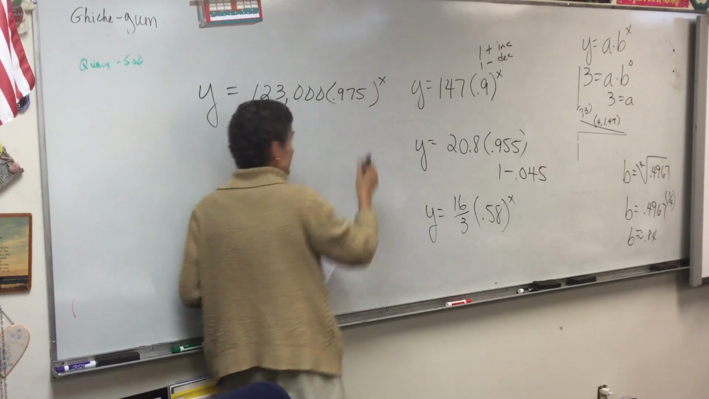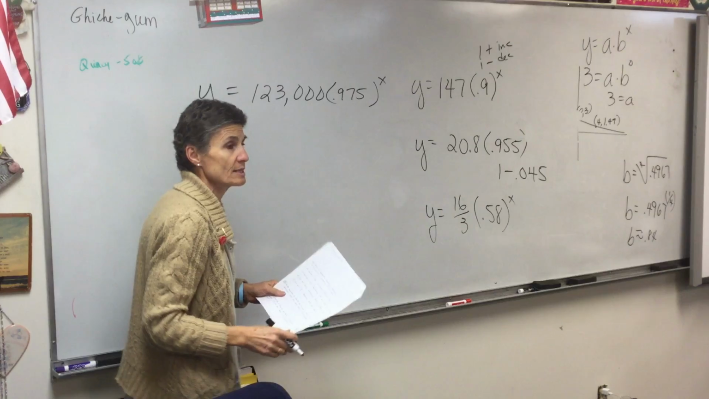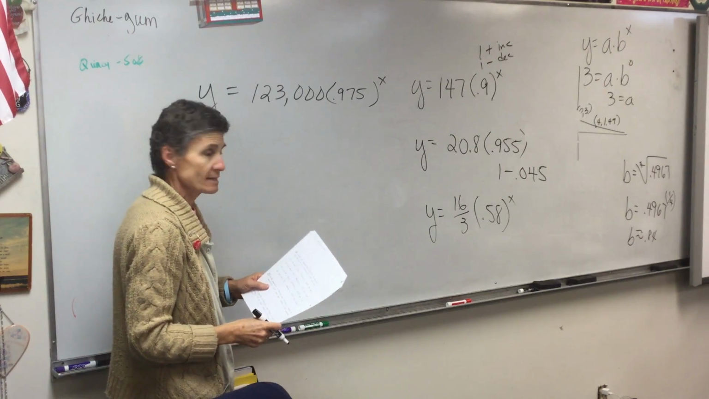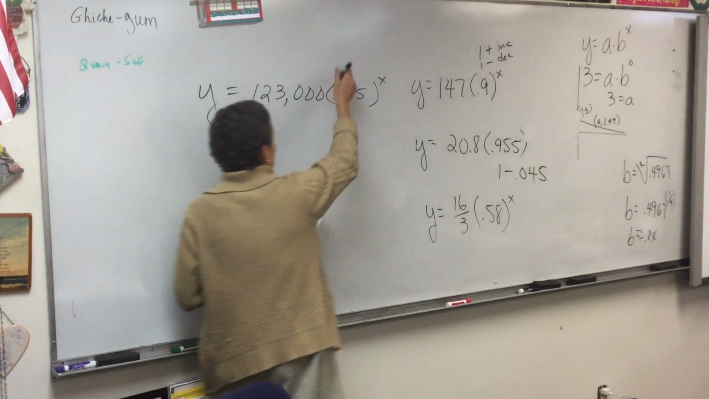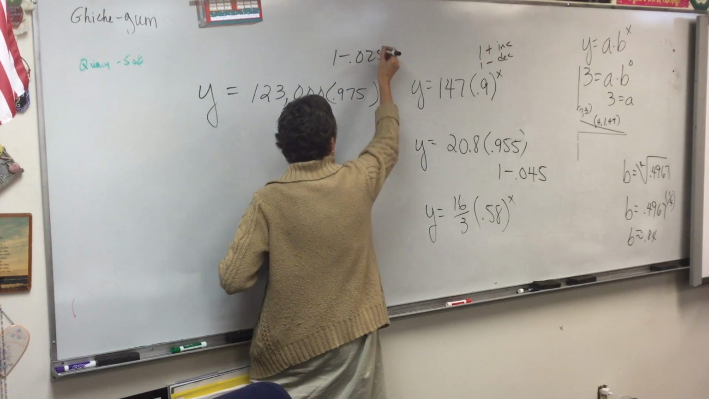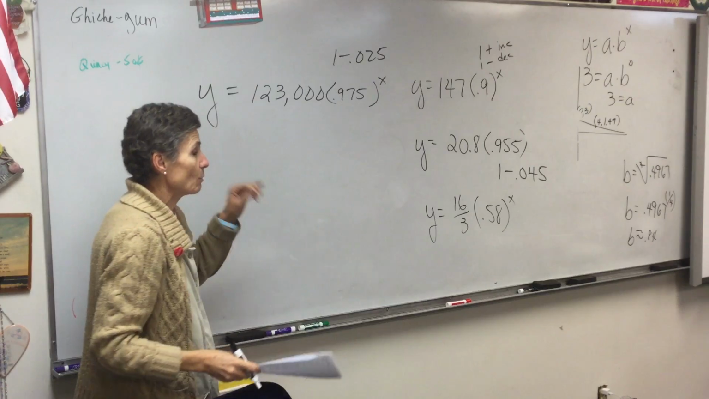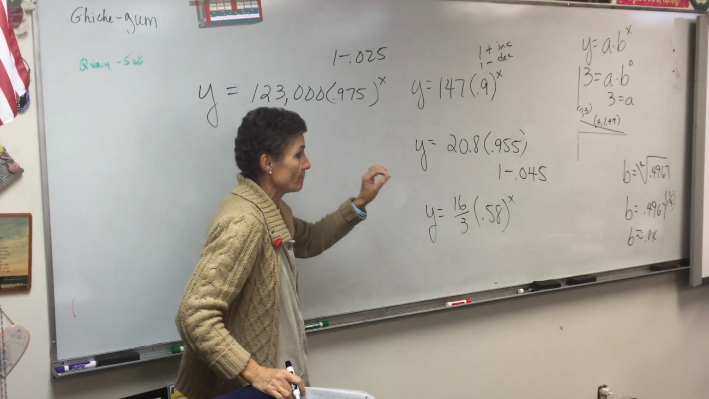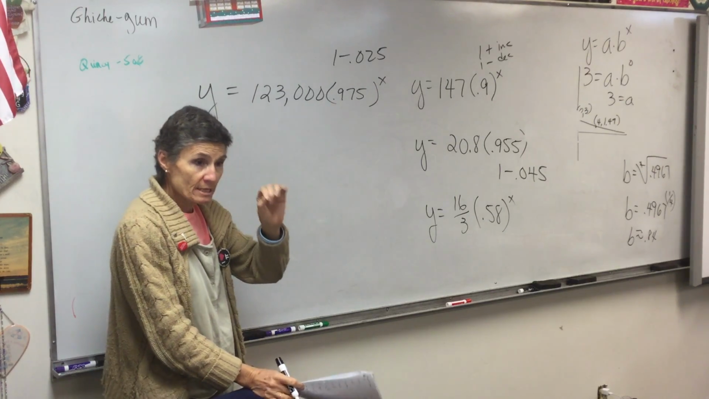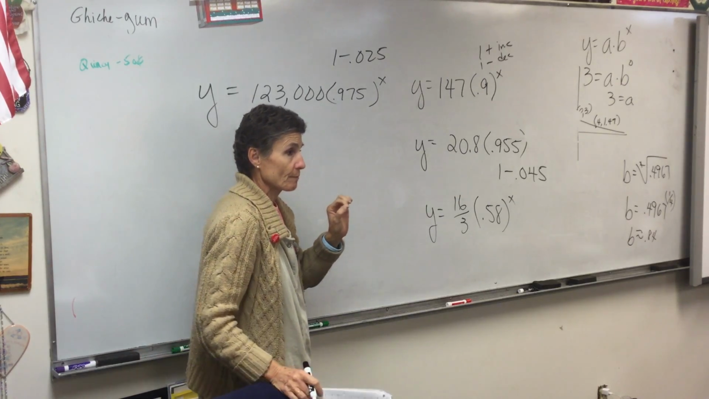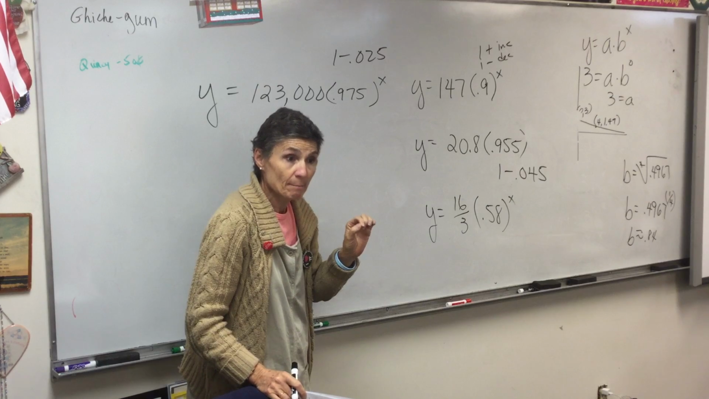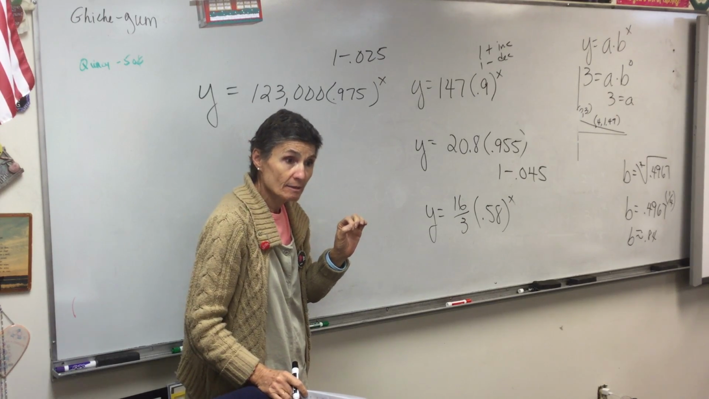0.975. Now listen, some of you cannot do this in your head. Plain and simple. So you've got a calculator, you get it out, and you type 1 minus 0.025. Now why is it 1 minus 0.025? We are decreasing 2.5%. Yes, 2%, 0.02. You know that.